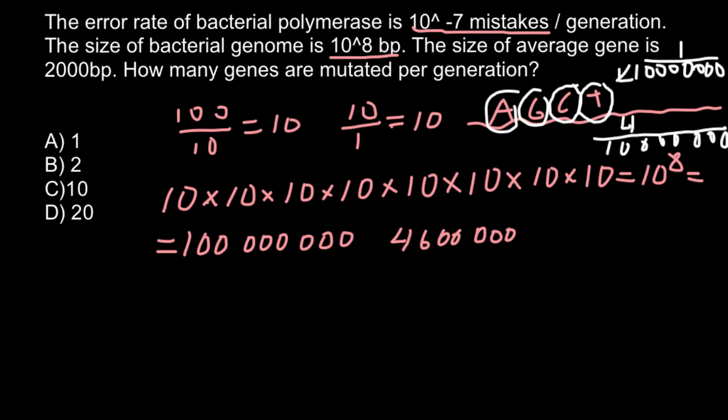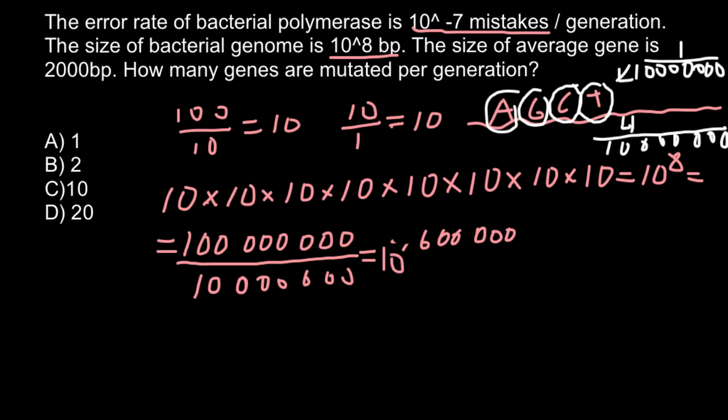And if we would follow this logic, if we would have 10 million base pairs, we would have to divide 10 million by 10 million. So this gives us information that this bacteria would incorporate one mistake, one mutation per 10 million base pairs. And if we have 100 million base pairs, and if we divide this number by 10 million, the answer is going to be 10.